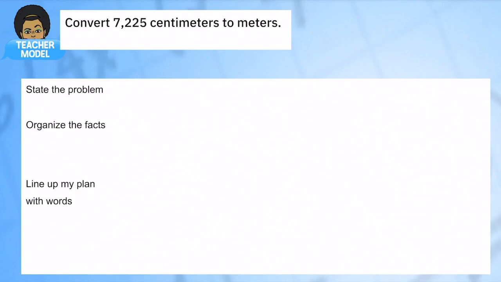All right, here's our first problem. It's pretty simple. Convert 7,225 centimeters to meters. That's it. So that's all we're going to do. It just means how many meters are in 7,225 centimeters. Quick and easy.